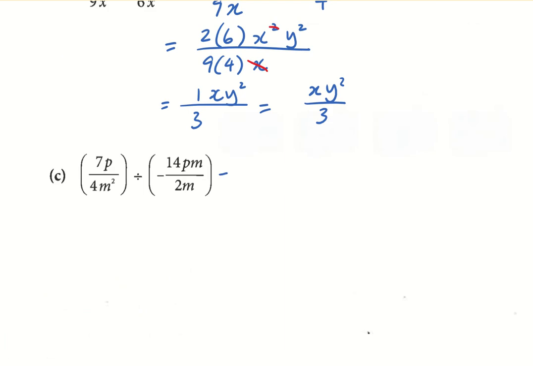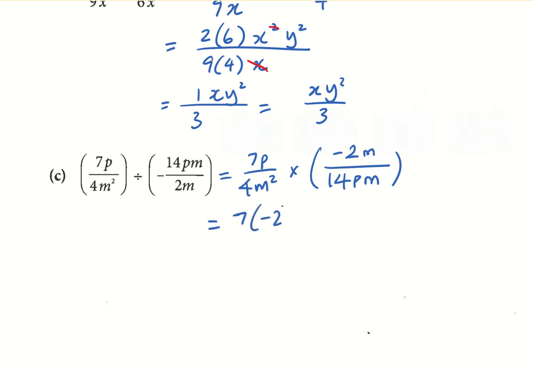Here's your last homework question. So negative 7p over 4m squared, change, but this time your fraction has a negative sign. So we said that the negative, whether it belongs to the numerator or denominator, does not matter. So now we're going to flip it. We're going to give it to the 2m divided by 14pm. So put the numbers together, 7 times negative 2 pm, over 4 times 14, pm to the power of 3.